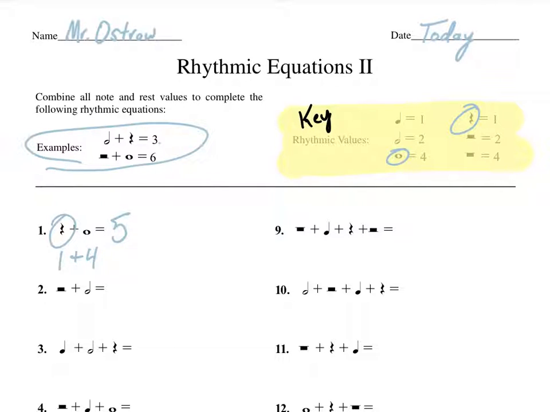Number 2, this time we have a half rest, and be careful because you notice right underneath it is its brother here, and that's the whole rest. And they look very similar, but notice where the line is. So this is going to be 2 plus 2, which of course equals 4. 1 plus 2 plus, here's our quarter rest again, 1 equals 4.